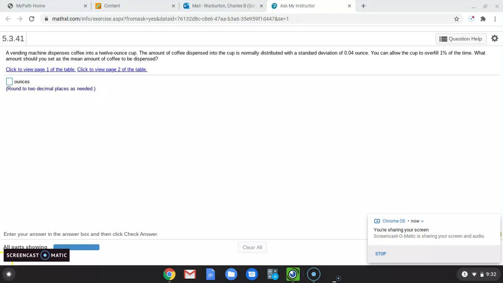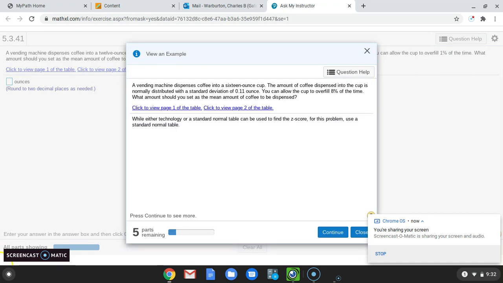All right, so I got a question here about how to find an individual value if we're given the standard deviation. We also have some information here about the size of the coffee cup and what percent will overfill. So what we need to do here, you can see this in the example, is first find the z-score that corresponds to this.